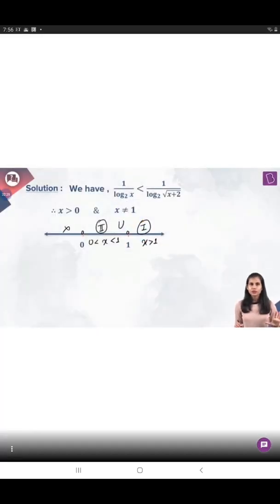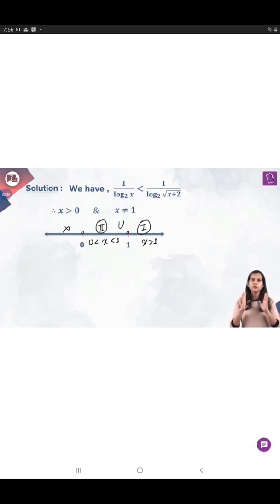So did you understand what I did? I first found those values of x for which my expressions were defined, which came out to be the set of all x greater than 0 and not equal to 1. That means it came out to be the set of all those x which lie in the first region or the second region. Then I compute the solution set corresponding to the first region, then the solution set corresponding to the second region, then I take the union and that will be the final solution set. Right? So let's begin.